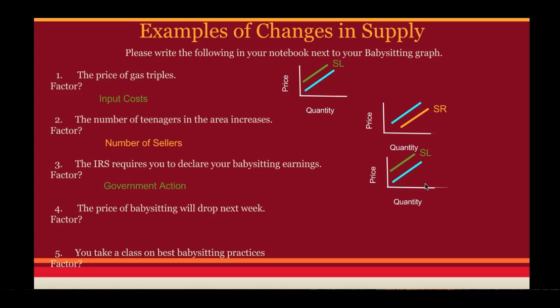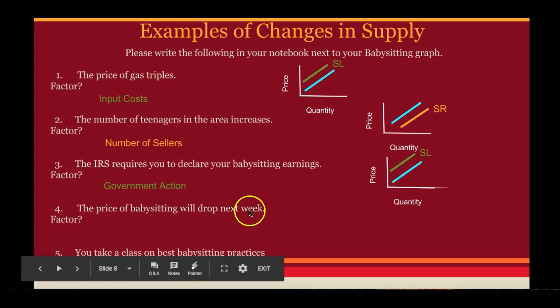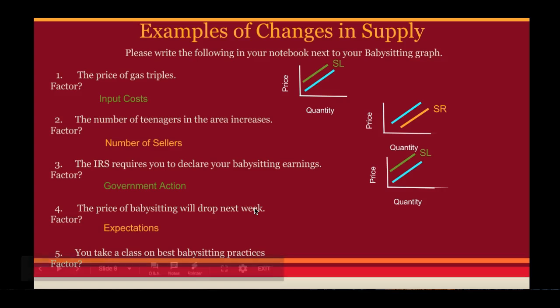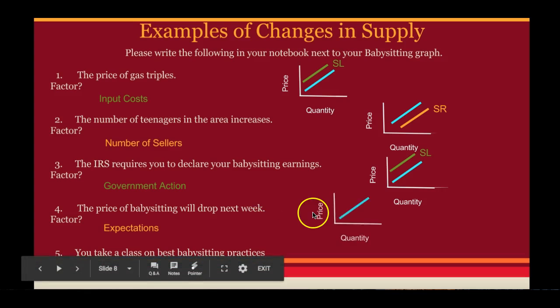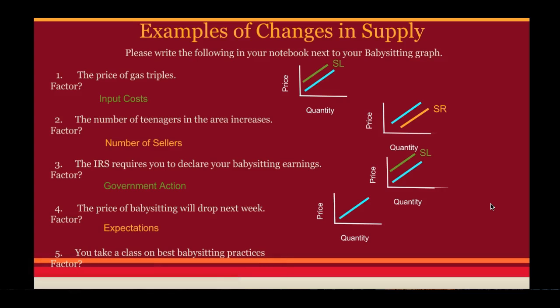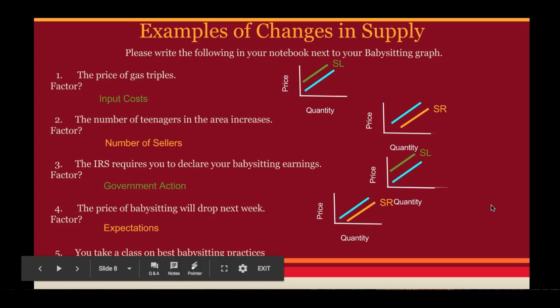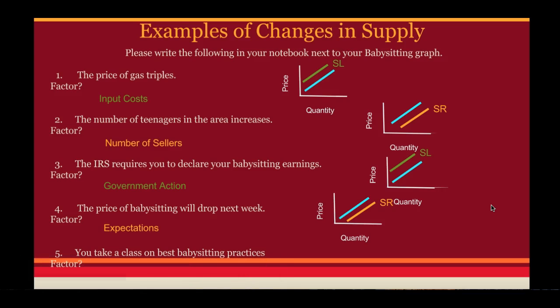Then it says the price of babysitting will drop next week. Because it's talking about next week specifically, this makes it expectations. Now, what happens to my willingness to babysit now? Well, because next week the price is dropping, I'm much more willing to babysit right now, so it's going to be a right shift.